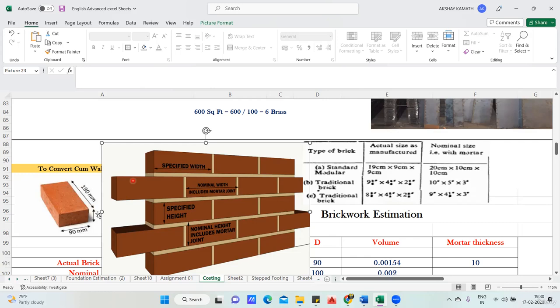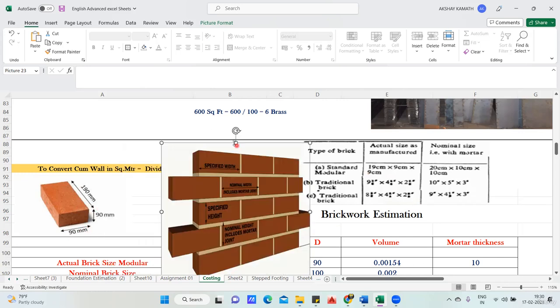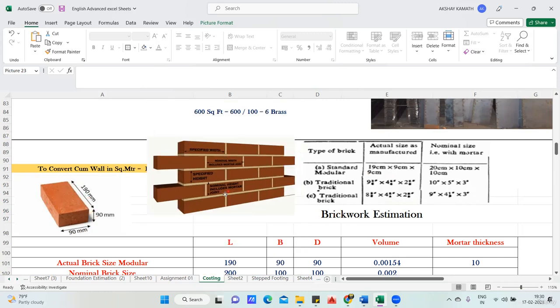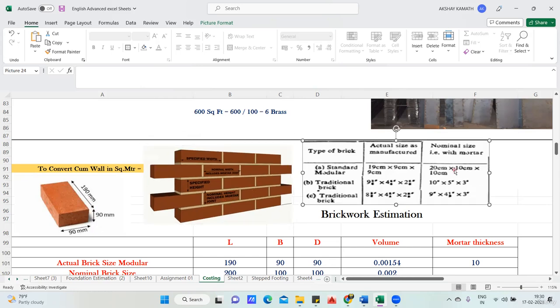So this is the width. Width is 90 mm. Another 10 mm you need to add, which is the mortar thickness, which comes out to be 100 mm. Okay, so that much is understood. If somebody asks you to tell the actual size of the brick, you should say 190 by 90 by 90. If somebody asks you the nominal size of the brick, the nominal size is 200 by 100 by 100.